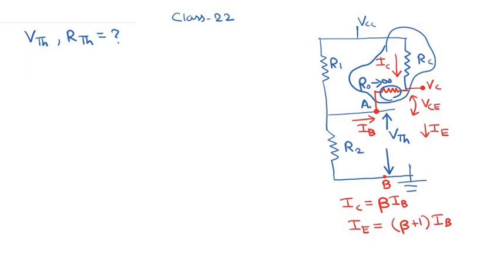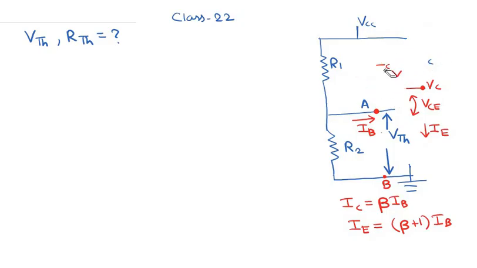Or in other words, let me reframe the statement. R0 is actually infinite, so this part of the network consisting of RC and R0 does not get to take part in deciding this open circuited voltage VTH. So we can actually disconnect this part of the network, because R0 is basically infinite. So we are just disconnecting this resistor RC from here.